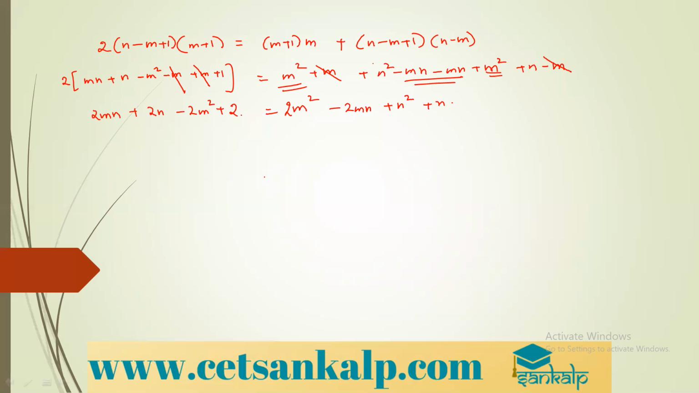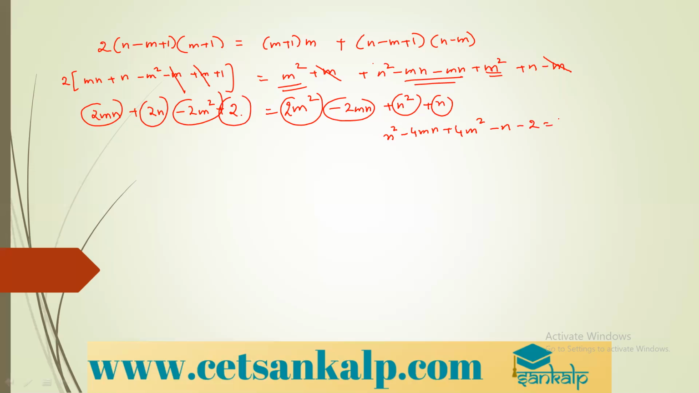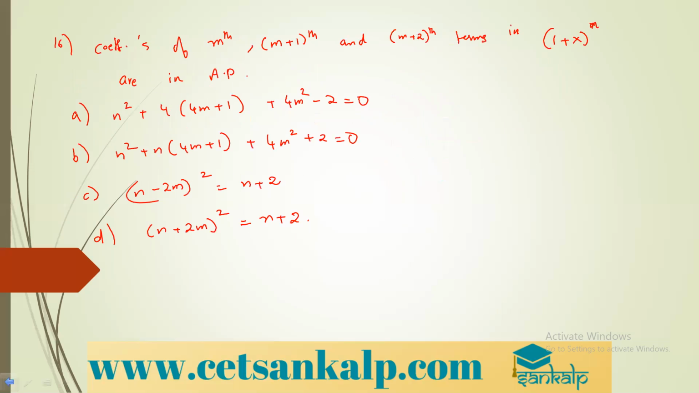Getting all the terms to one side, what I will have? n square minus 4mn. This n square minus 2mn minus 2mn is minus 4mn. And then 2m square plus 2m square, 4m square. And then n minus 2n, minus n. And then minus 2 equal to 0. This I can write as (n minus 2m) whole square equal to n plus 2. So which option I have to select, you will know by yourself. (n minus 2m) whole square equal to n plus 2. This option we got.